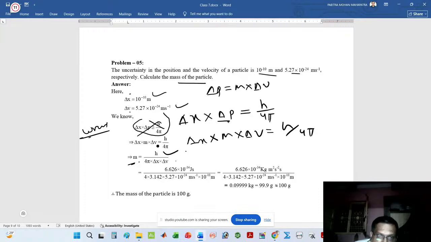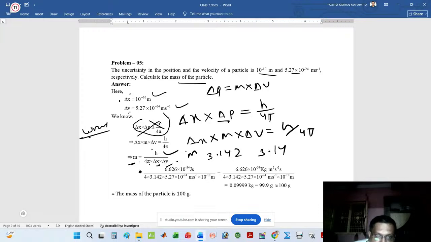If you put the value of h, pi, del x, del v, then you can find the value of m. Here del x is given, so I can put it. Here del v is given, and pi means 3.14. You can take 3.142 or you can take 3.14. h is 6.626 into 10 to the minus 34 joule second.